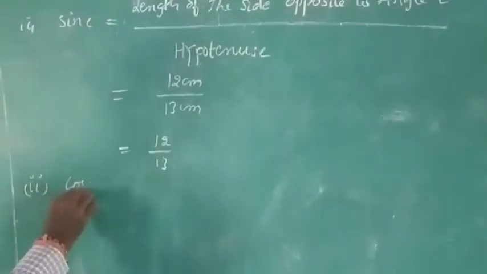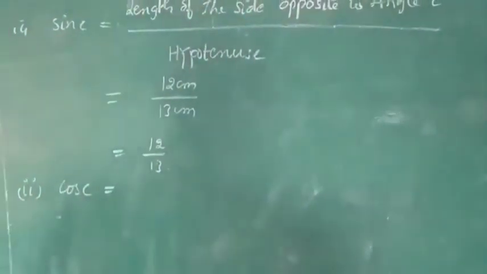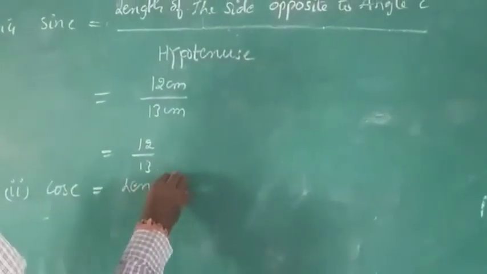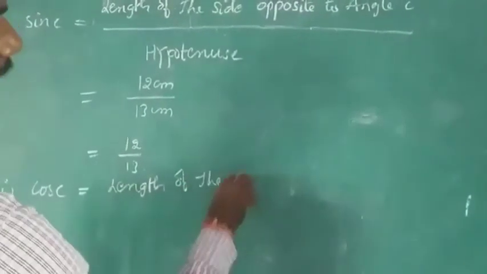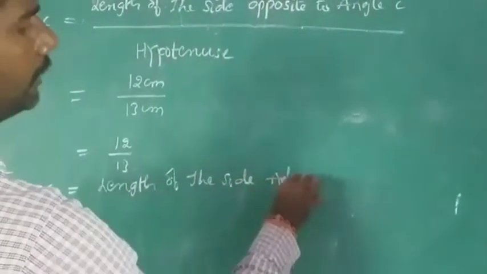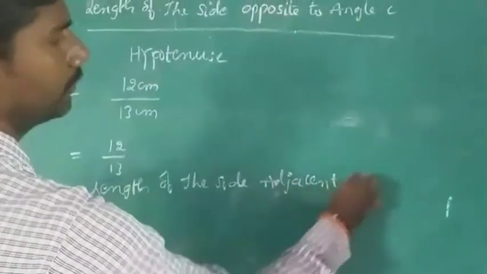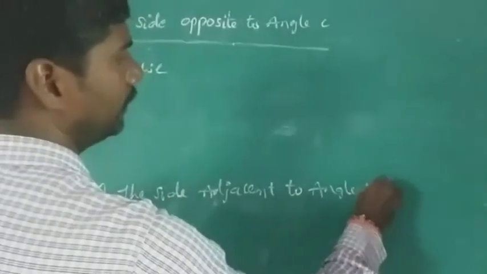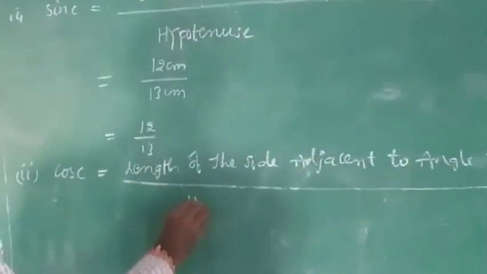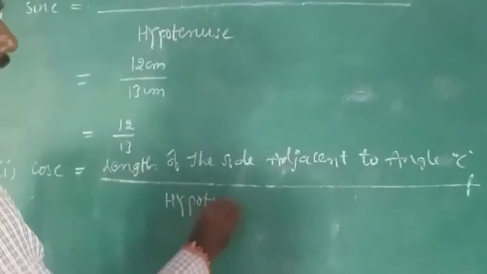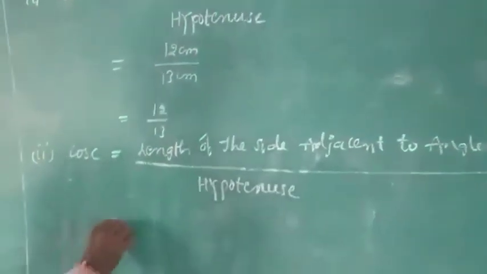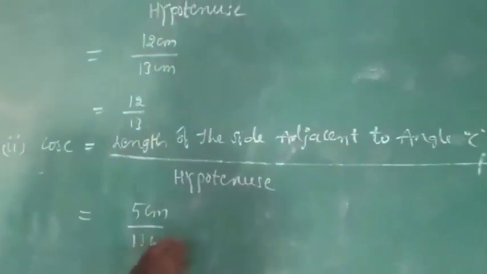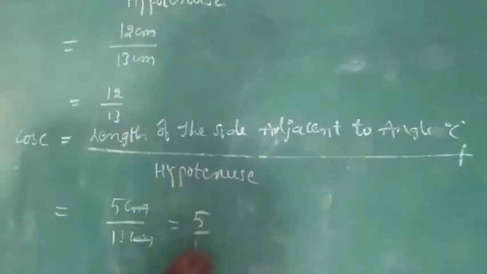It is cos C. So cos C is nothing but the length of the side adjacent to angle C by the hypotenuse. Adjacent is 5 centimeters and the hypotenuse is 13 centimeters. So you can write 5 by 13.